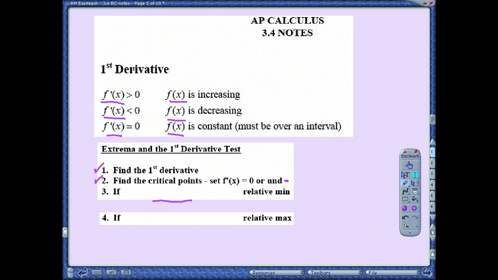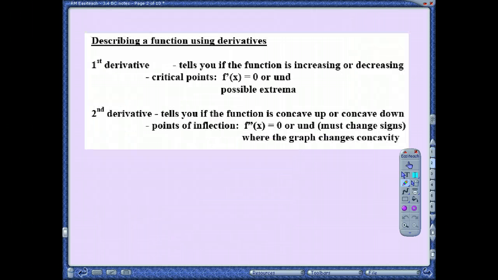Once you do that, you're going to look at your critical points. If you have your critical point here, to be a relative minimum, your derivative is changing from negative to positive, because that means your original function is decreasing and then increasing, which makes it a relative minimum. Okay, if we put that critical point on and we look at our derivative and we're changing from positive to negative, then that means the original function is changing from increasing to decreasing. It makes it a relative max.